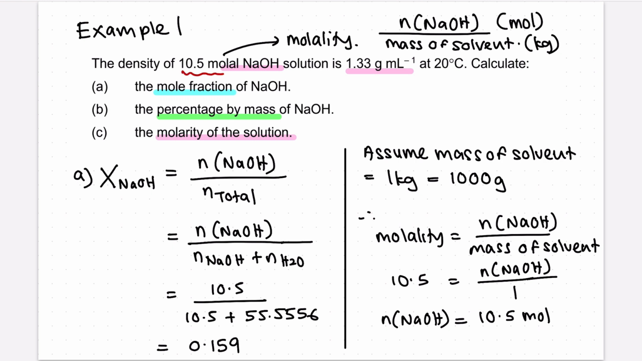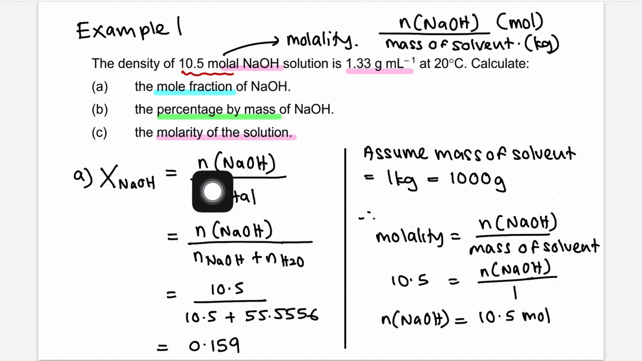So first of all, when you read the question and you notice 10.5 molal, you must understand they are referring to molality. And what is molality? Molality is number of mole of sodium hydroxide divided by the mass of solvent. Please remember the units as well. So now, let's start our working.